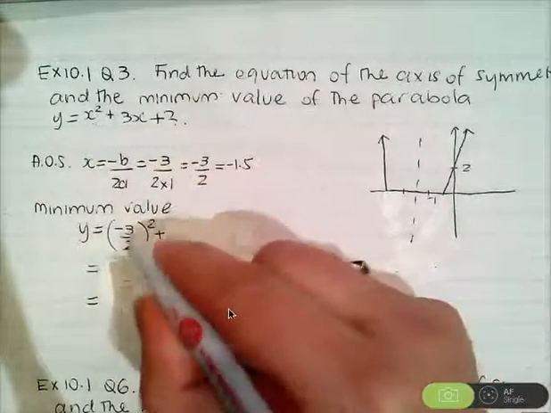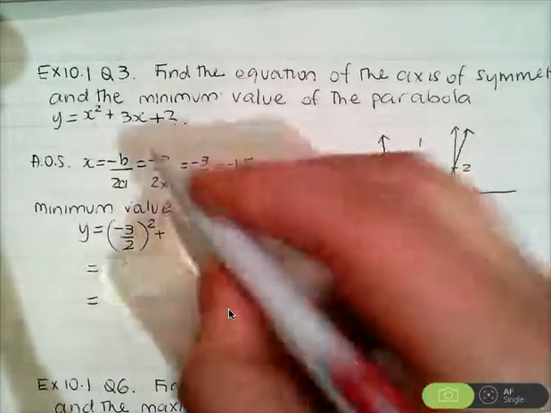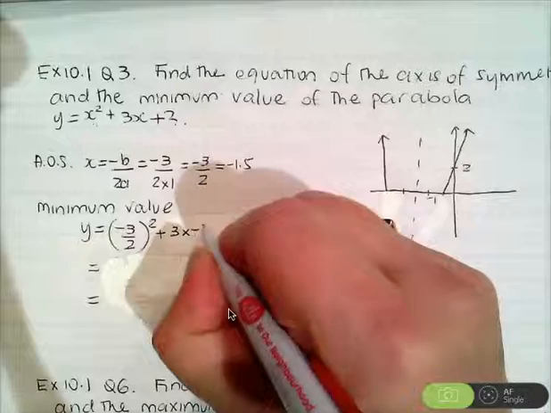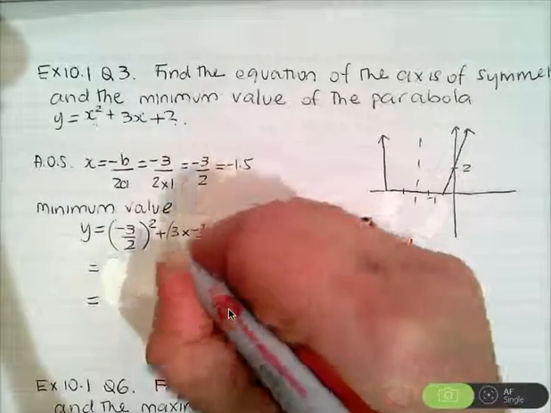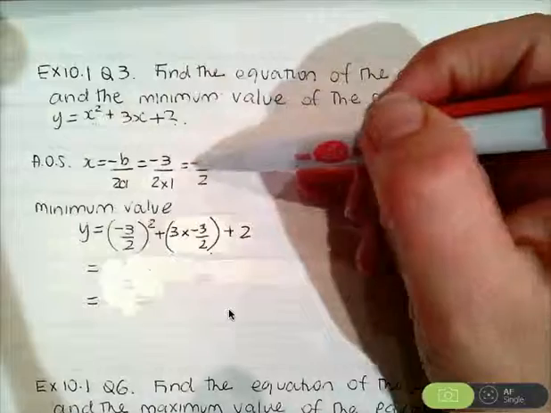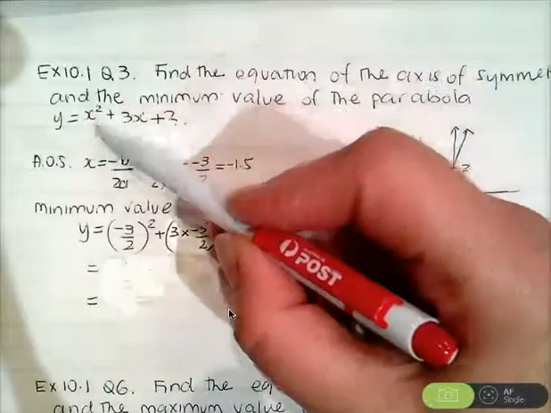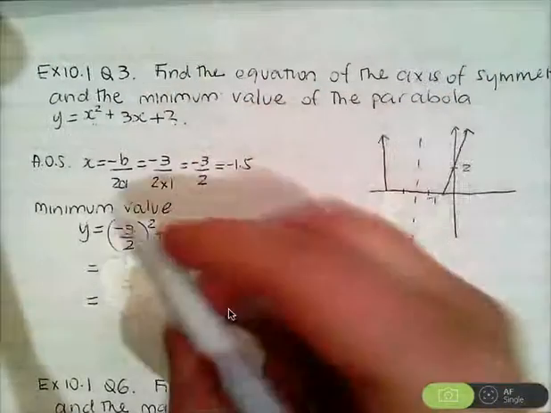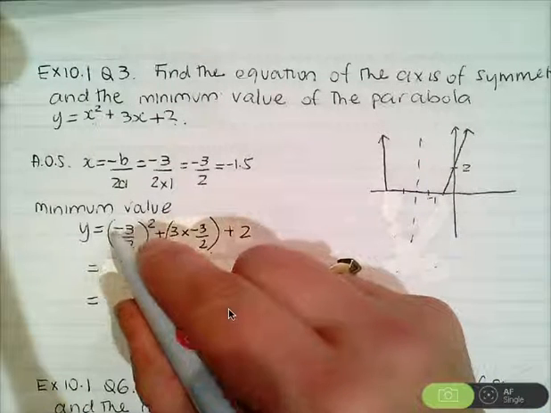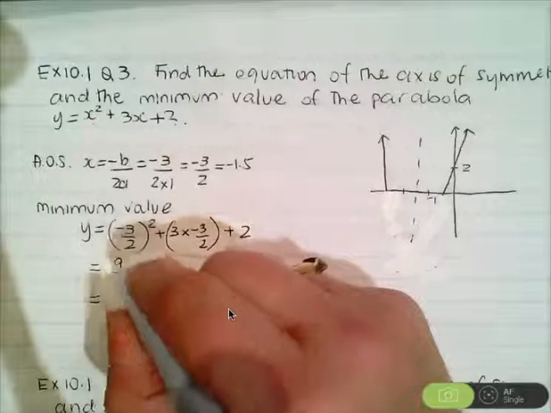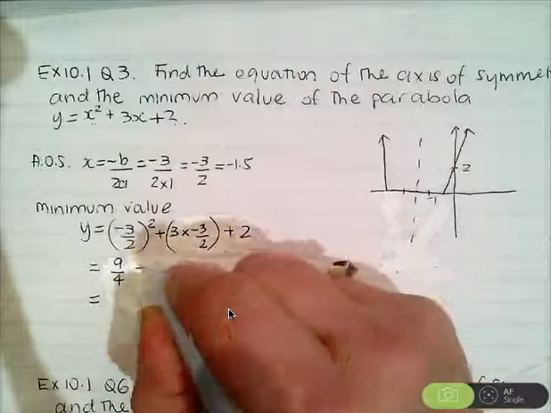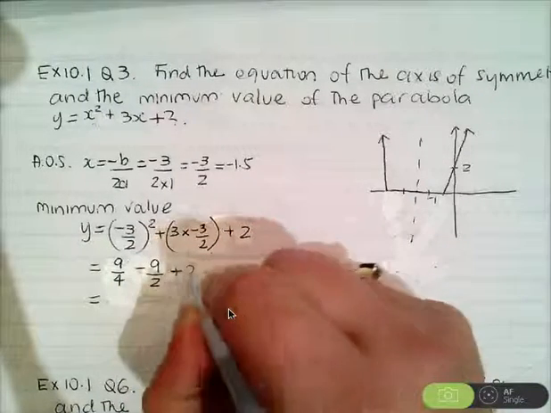So we've got negative 3 on 2 squared plus 3 times, again, negative 3 on 2 is the x value that we're substituting, and then plus 2. So we've just substituted x equals negative 3 on 2 into this equation up here, x squared plus 3x plus 2. And remembering we're squaring the negative, so it becomes positive, and 3 on 2 squared becomes 9 on 4. And then we get plus negative 9 on 2, so we get minus 9 on 2 plus 2.